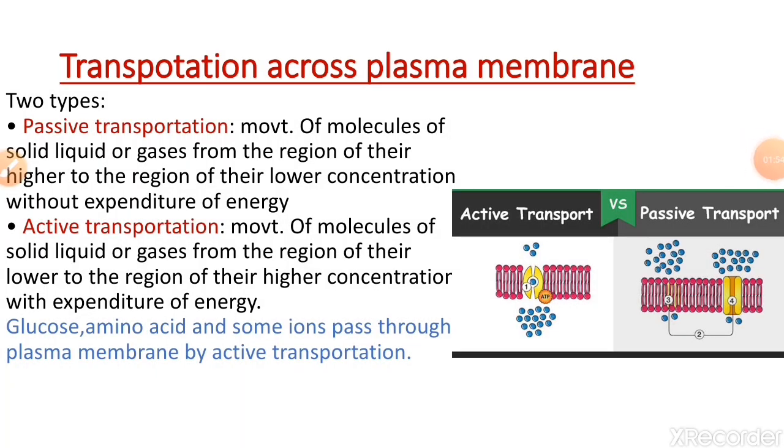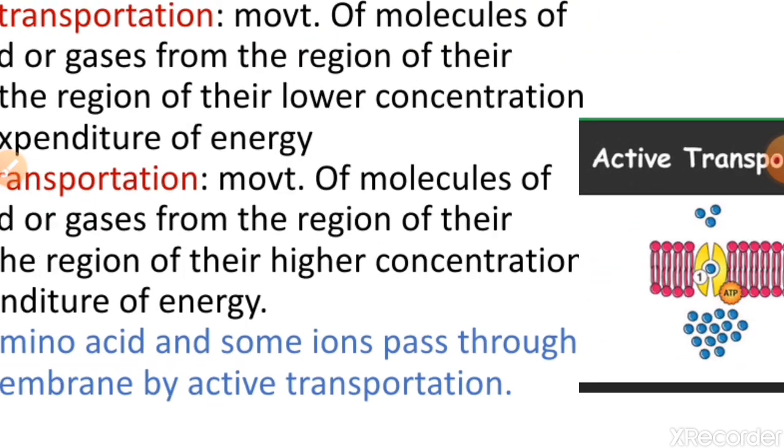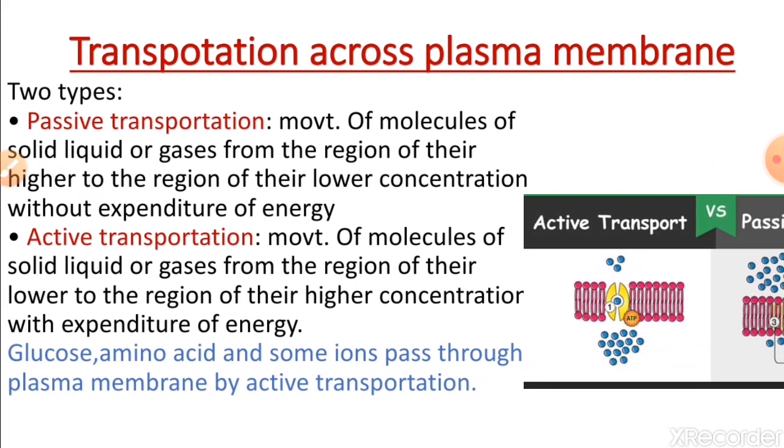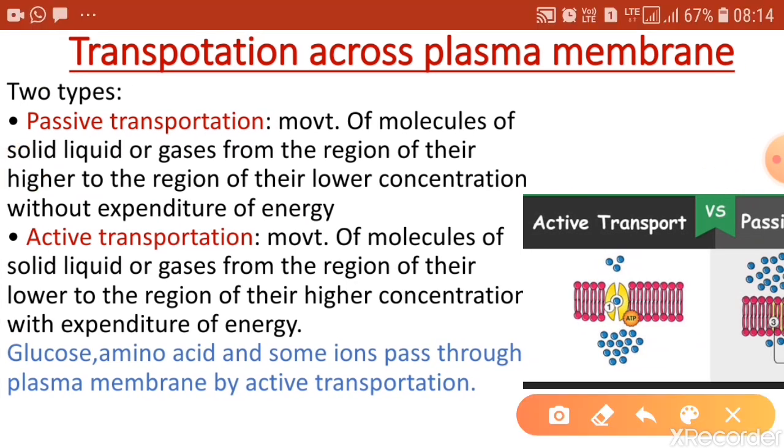Now let us study in detail how this transportation occurs across the plasma membrane. Transportation across the plasma membrane can be either passive or active. First, let us discuss passive transportation. Passive transportation is the movement of molecules. Have a look at this definition. Passive transportation is the movement of molecules from the region of their higher concentration to the region of their lower concentration without expenditure of energy. What does it mean?